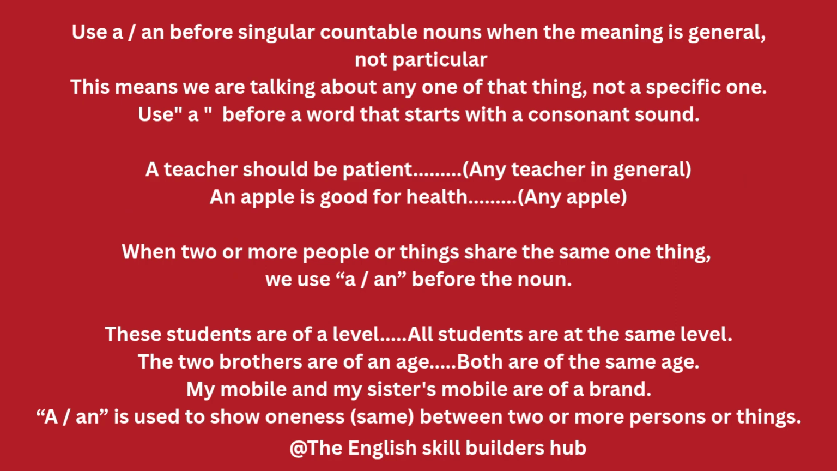When two or more people or things share the same one thing, we use a or an before the noun. Example, these students are of a level. It means all the students are at the same level. The two brothers are of an age. It means both are of the same age. Another example, my mobile and my sister's mobile are of a brand. It means both mobiles are of the same brand. A or an is used to show oneness, that is sameness between two or more persons or things.